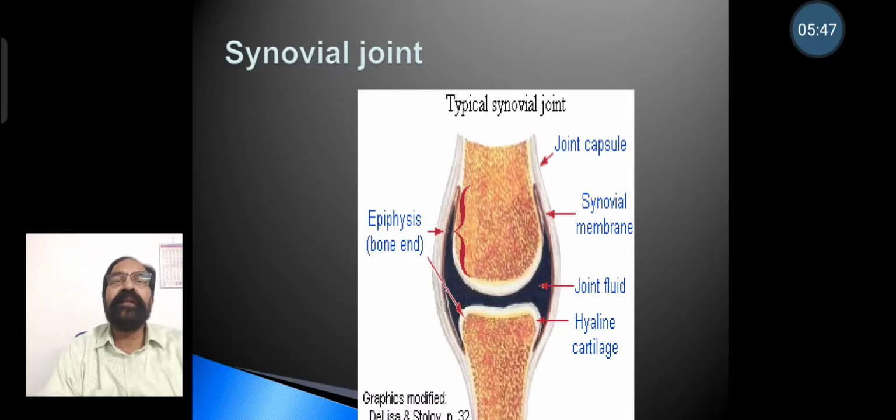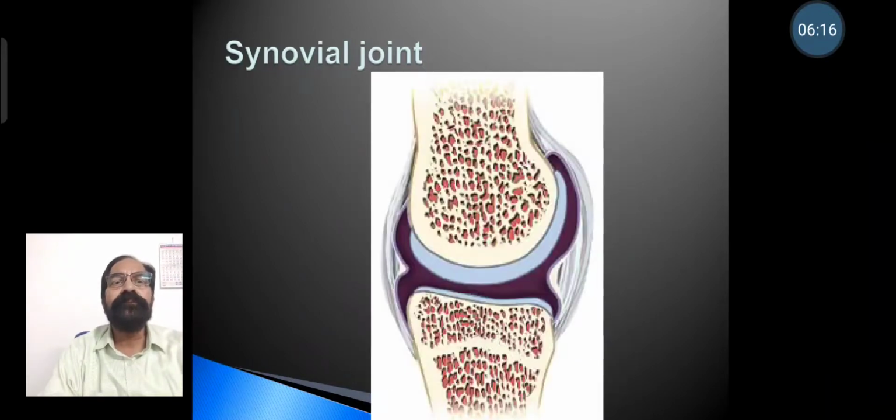You can see in this picture a synovial joint. There are two bones which are articulating, and the articulating bones are covered by hyaline cartilage. You can see that the bones are enclosed in a fibrous capsule. On the inner side, the capsule is lined by synovial membrane, and between the articulating bones there is synovial fluid. And the same thing you can see in another picture of a synovial joint.